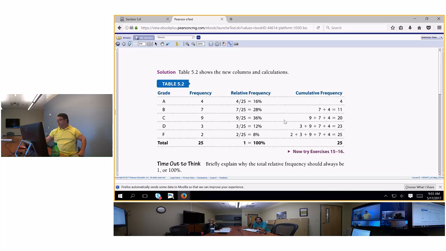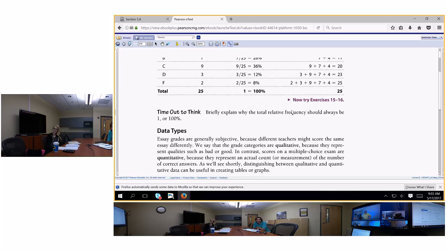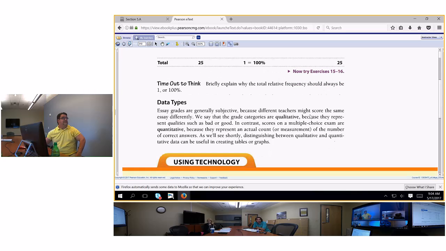I don't understand what the cumulative frequency does. I understand what the relative frequency does, but the cumulative frequency, I think they just do it so they'll have something for you to be tested on. I agree. Find the cumulative frequency. I don't really care about that.